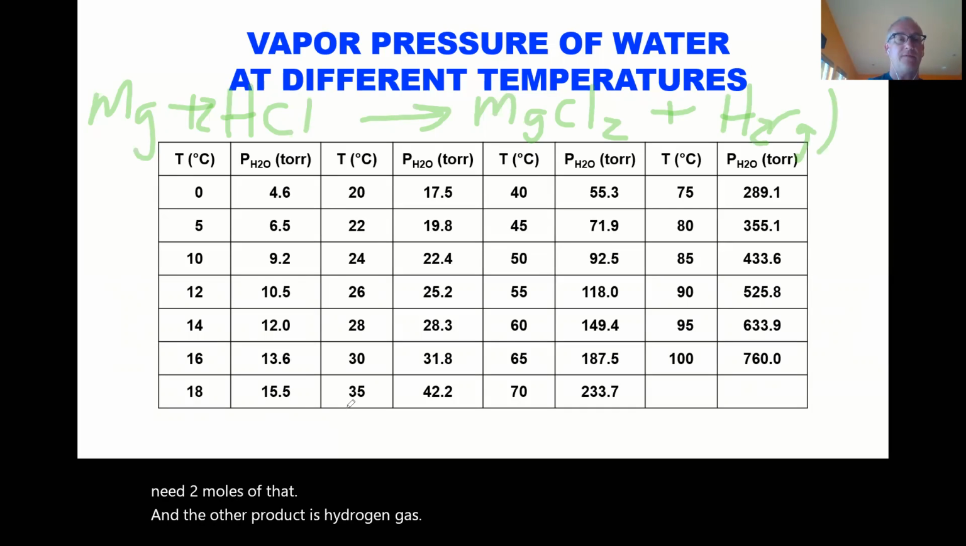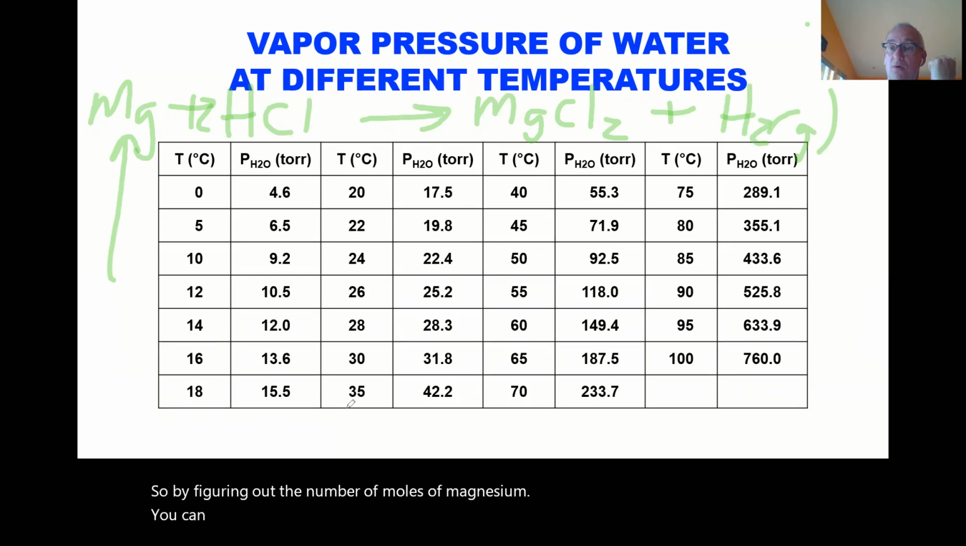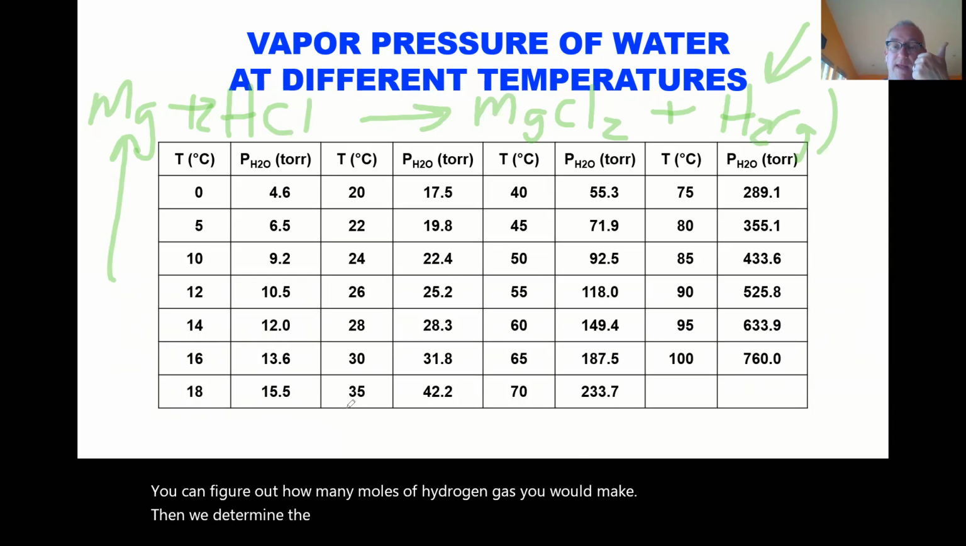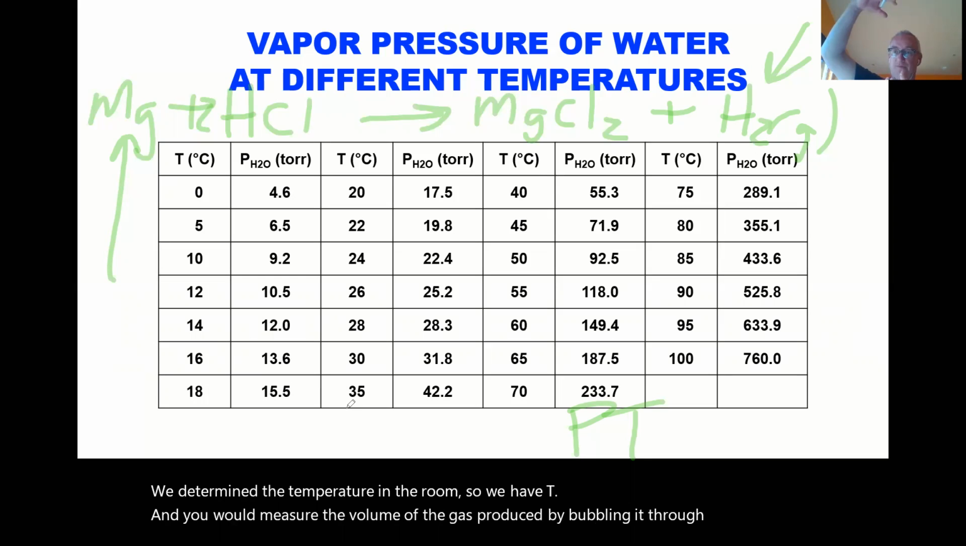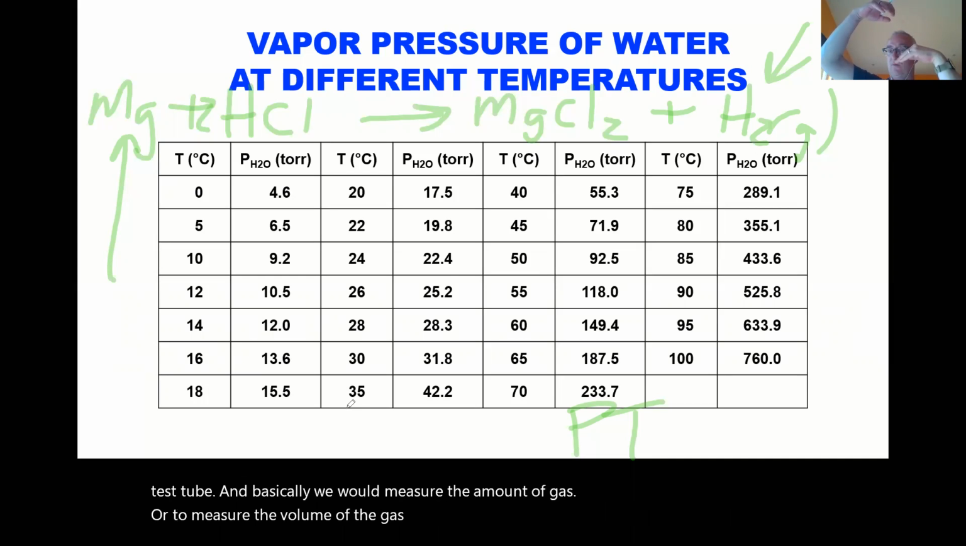So by figuring out the number of moles of magnesium, you can figure out how many moles of hydrogen gas you would make. Then we determine the pressure in the room, so we'd have P. We determine the temperature in the room, so we'd have T. And you would measure the volume of the gas produced by bubbling it through water into a test tube. Basically, we would measure the volume of the gas that displaced water and pushed it out.